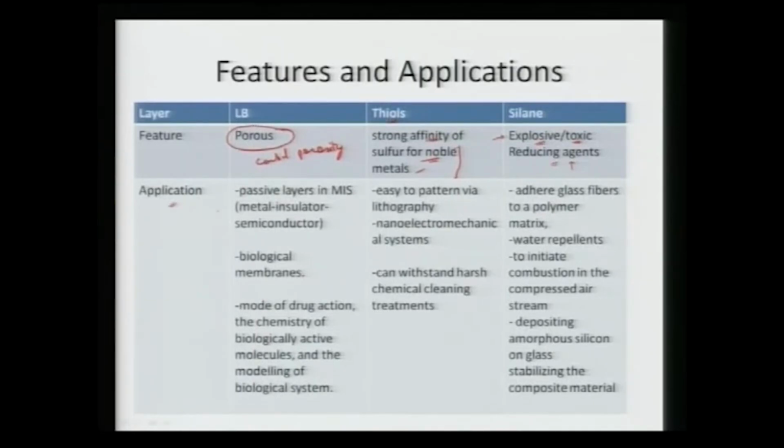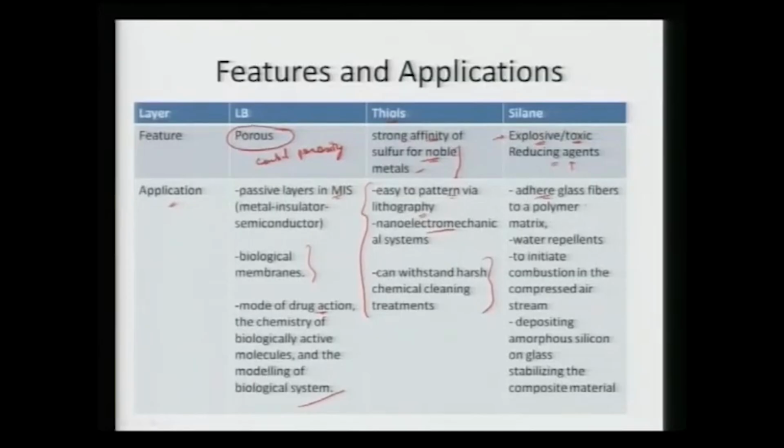or toxic. The application of Langmuir-Blodgett films applies in metal insulator semiconductors, biological membranes, or for drug delivery, changing the chemistry of biologically active molecules, and even the modeling of biological systems. Whereas thiols are easy to pattern via certain techniques such as lithography. They can be highly useful for nano electromechanical systems, because they can also withstand very harsh chemical cleaning treatments. So, that is the advantage with the thiols, that you can utilize them in micro electromechanical systems, and it can also reduce the overall wear or the harsh chemical environment that can predominate in such structures in the moving parts.